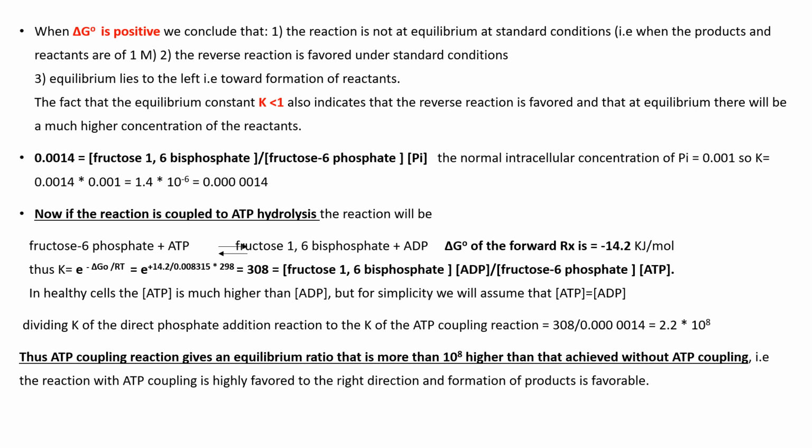So dividing the K of the ATP coupling reaction, 308, by the very small K of the direct addition of phosphate reaction gives 2.2 multiplied by 10 to the power of 8. Thus, the ATP coupling reaction gives an equilibrium ratio that is more than 10 to the power of 8 higher than that achieved without ATP coupling. So the reaction with ATP coupling is highly favored in the right direction toward the formation of products.